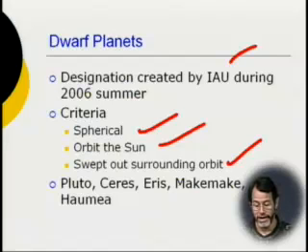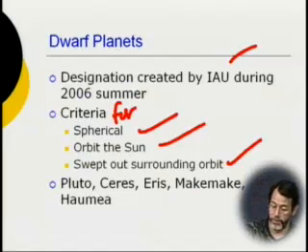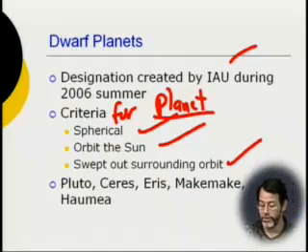So this is the criteria for a planet, by the way, for a full planet. Pluto had a problem with the third one. It was mostly spherical. It orbited the Sun, but it didn't sweep out its orbit.